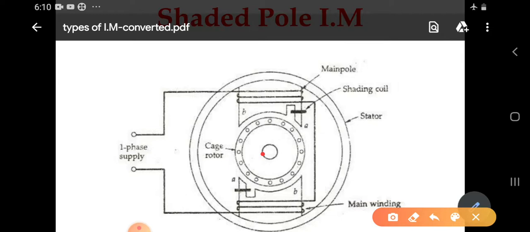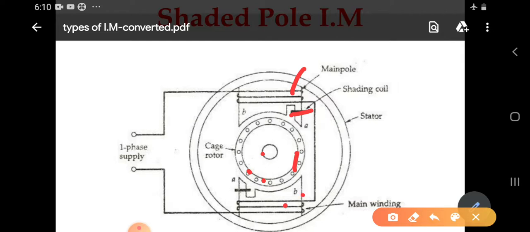There are the shading coils also, which are also called the shading bands. This is the cage rotor, right? There are the main poles, and you can say that the main winding is mounted on the main pole. The flux is induced in the shaded portion of the motor, that is A, and the unshaded portion of the motor, that is B, and they have a phase difference. A is the shaded portion of the motor and B is the unshaded portion of the motor.